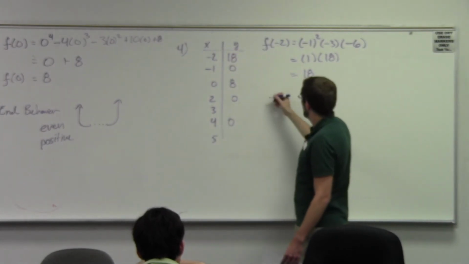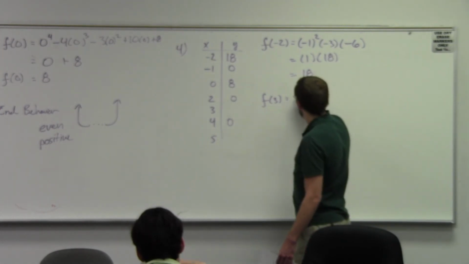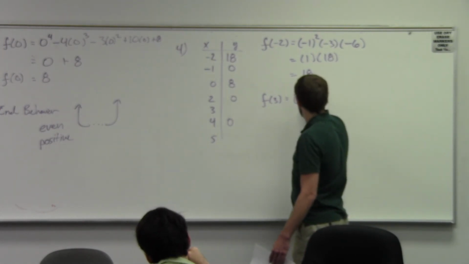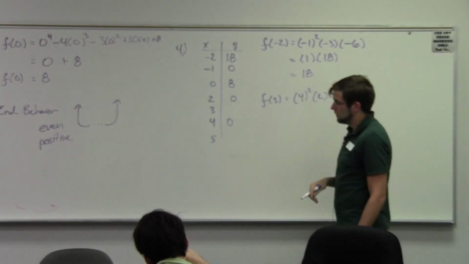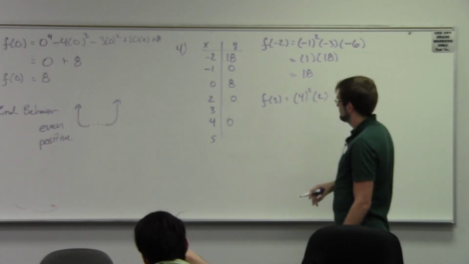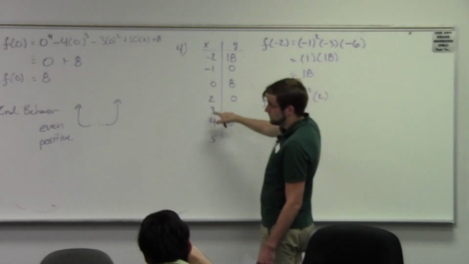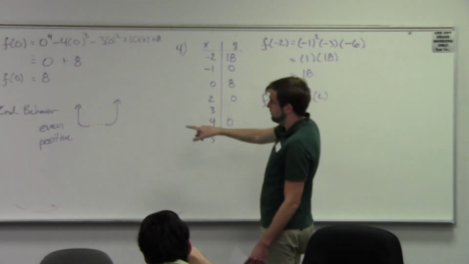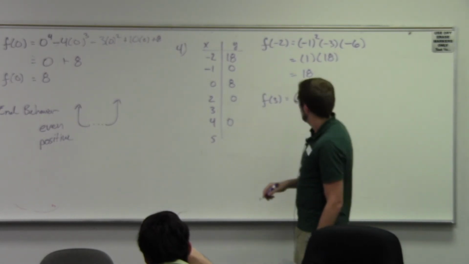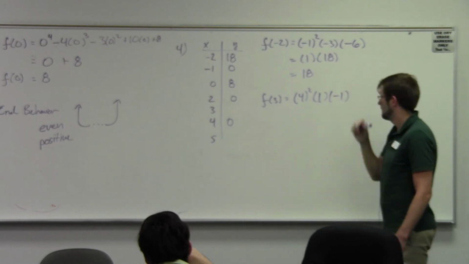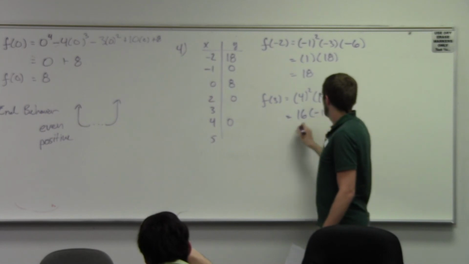So let's do the same thing for 3. 3 plus 1 is 4. So I'm at 4 squared. Oh, wait, I'm not doing 4, I'm doing 3. All right, 3 plus 1 is 4. 3 minus 2 is 1. And 3 minus 4 is negative 1. So 16 times negative 1.